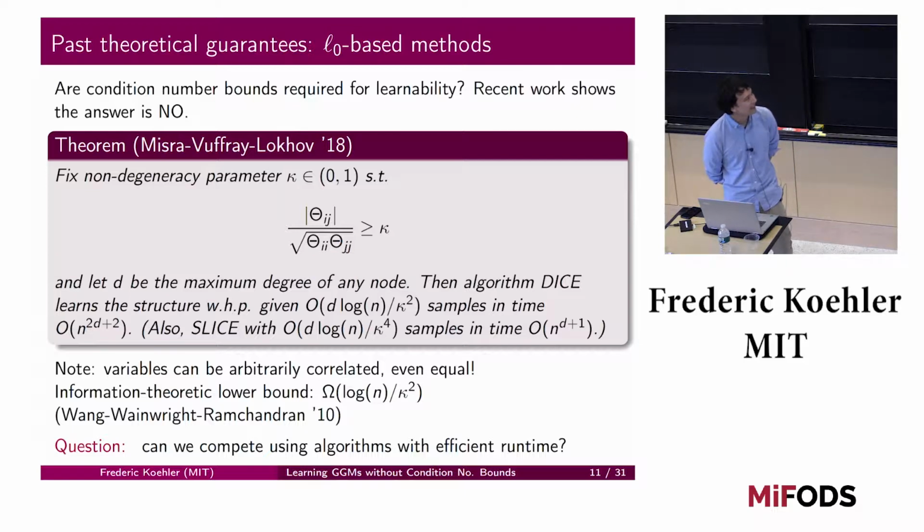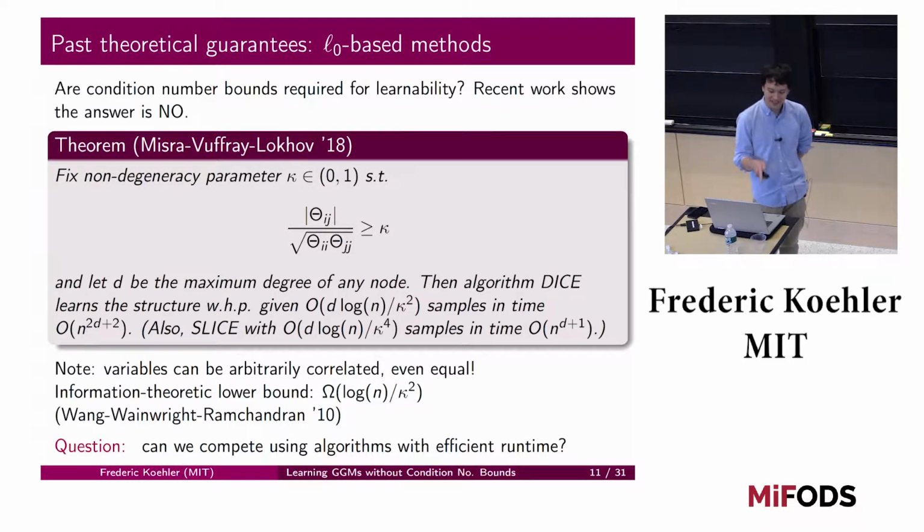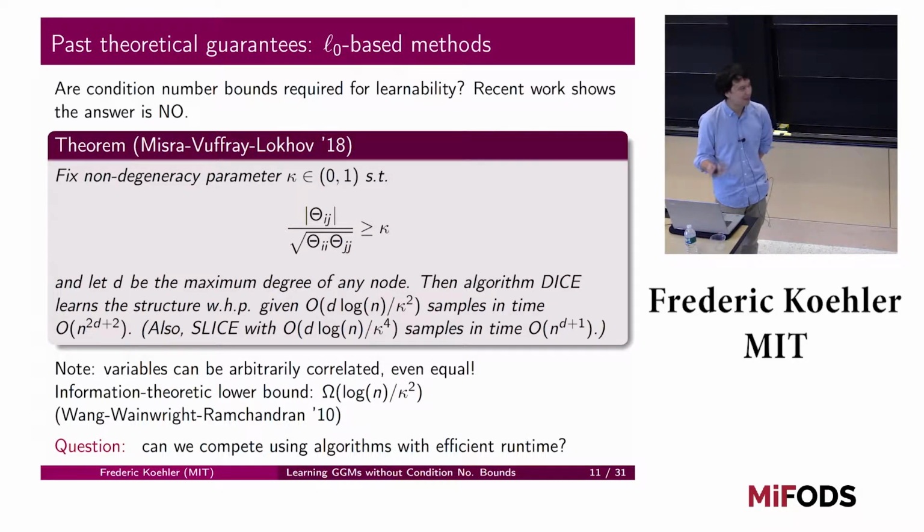All they need is a non-degeneracy parameter, which is called kappa. They require basically that when you look at the ij entry of the precision matrix and you properly normalize it, and this is a proper normalization because if I rescale the coordinates, this doesn't change, the non-zero entries are not too close to 0. Then they can guarantee that from d log n over kappa squared samples, you can successfully learn the structure of the graph. And the point is that it doesn't have any dependence on any parameter except d and kappa.